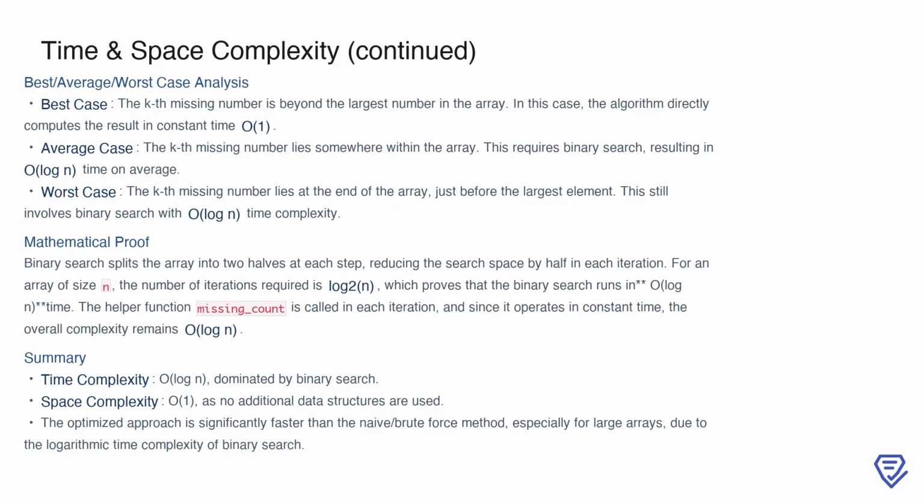To understand why binary search is so efficient, consider its mechanics. It splits the array into two halves at each step, reducing the search space by half with each iteration.